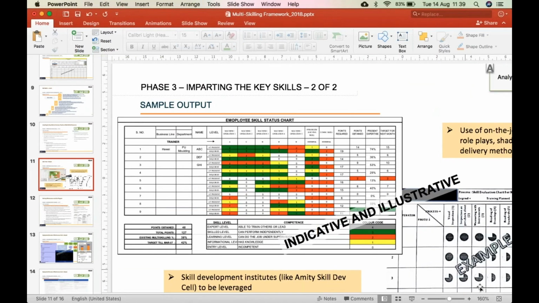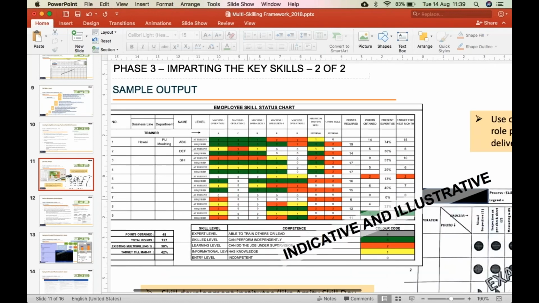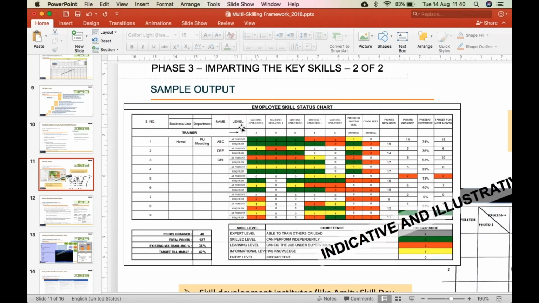So if we see this one, this is basically having, for each of the activities, for each of the operations, the person rated: what was his present skill level, and what is the required skill set, what is the required level of proficiency, whether he requires 3 or whether he requires 4 for that, and his current is whatever it is, whether it's 3 or 2 or 1 or 0.